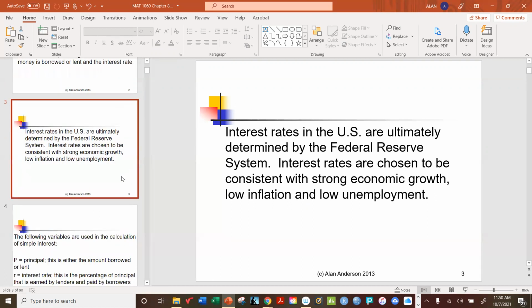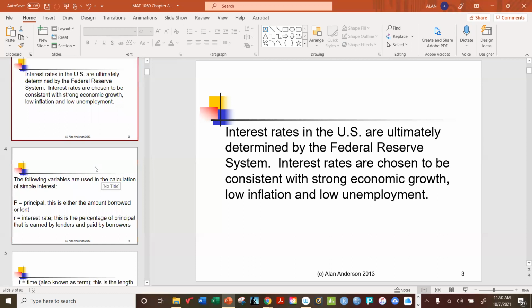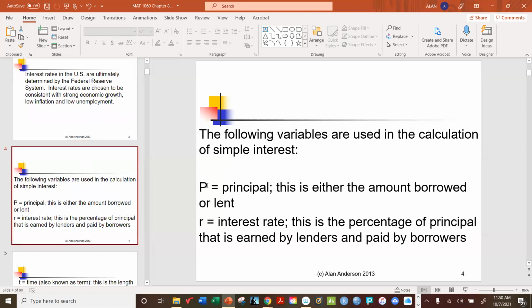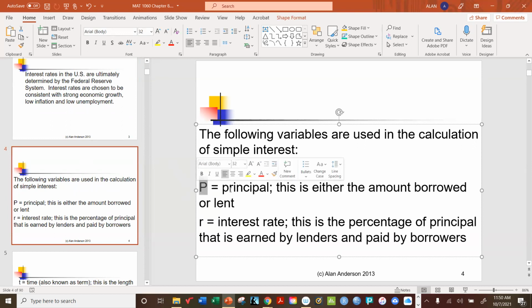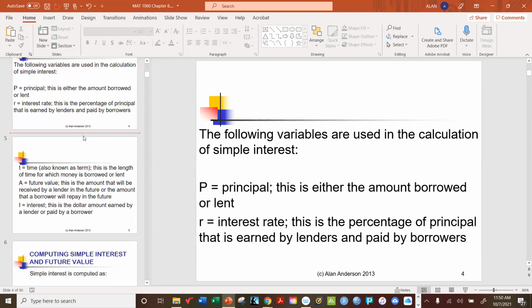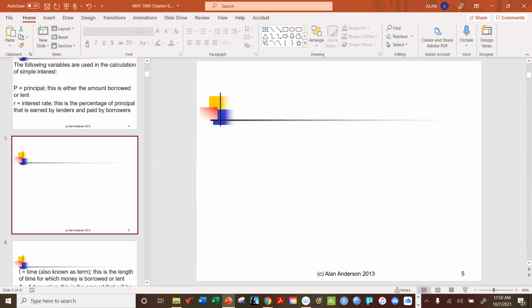All right, so now we're going to introduce some variables for this chapter. The letter P from now on will represent principal. And again, that can either be the amount you've borrowed or lent, depending on what situation you're in. It's a dollar amount. R, lowercase r, is the interest rate. Now, interest rates are always expressed as a percentage. For example, let me just show you a quick case.